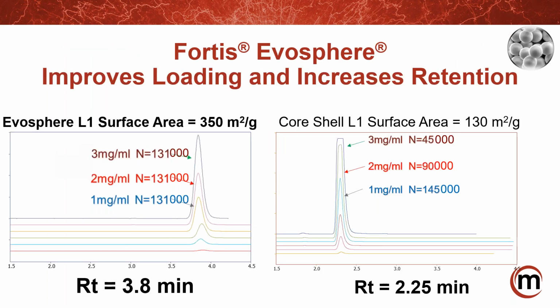And so here's just another example of how it improves loading and increases retention. Again, more area means more retention, which means I get more k. And as I load onto the column, I'm not losing efficiency. So I can have 1 mg, 2 mg, 3 mg per mL, and I'm still maintaining the efficiency on the left trace with Evosphere, but on the right trace in the core shell, you start to see it overload at about 2 mg per mL for a well-behaved analyte.